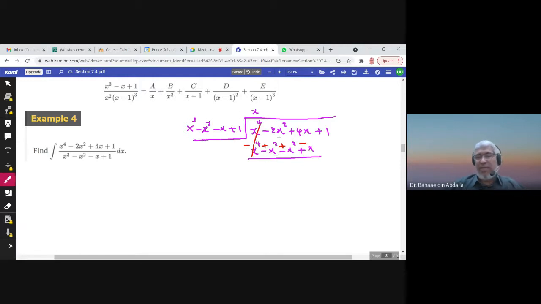I cannot add these two, so I write x cubed first. Well, negative 2x squared, positive x squared. Yeah, I can combine these two like terms. So negative 2x squared plus x squared, I have negative x squared.